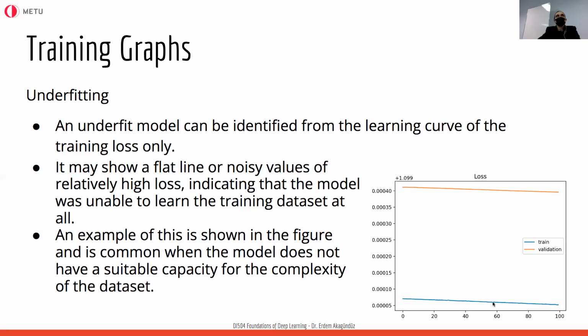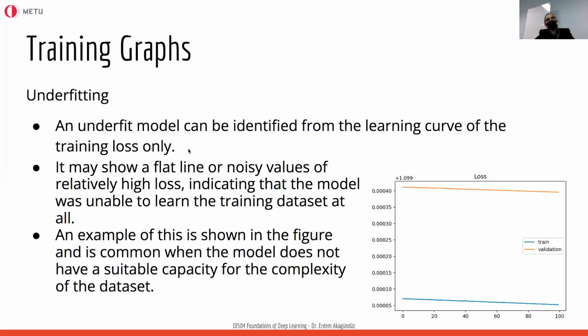This is a loss graph. You're feeding training values and you're getting results closer to the ground truth. But when you're feeding the validation values, you are not getting values closer to the ground truth for those validation inputs. So what is this phenomenon? When you encounter a graph like this, it is called underfitting. Okay, you don't want to overfit, but you don't want to underfit.